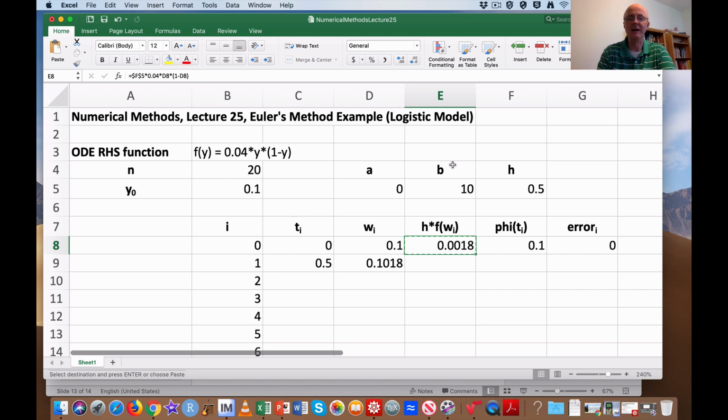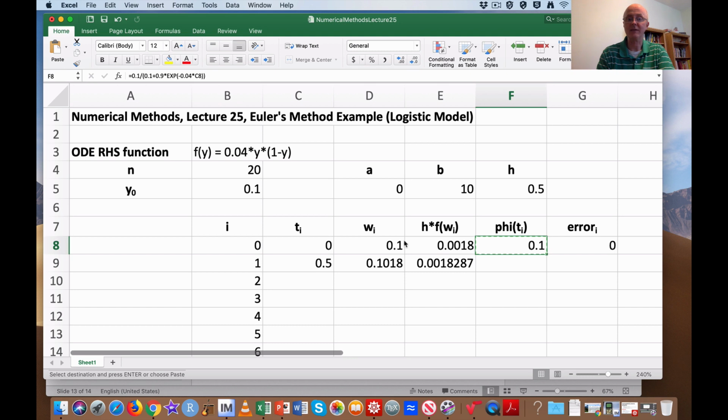The F5 will stay constant. That is the H value, 0.5. But then the D8 will get updated to D9. So we'll get a 0.04 times D9, which is 0.1018, times 1 minus D9. Giving us this.